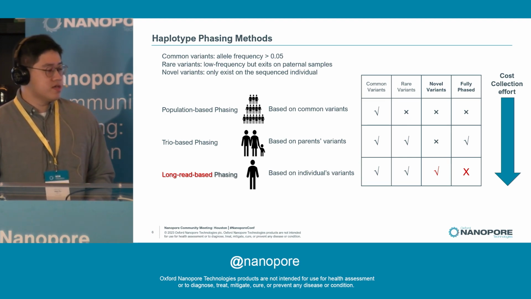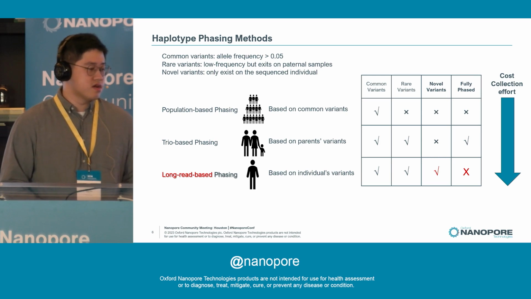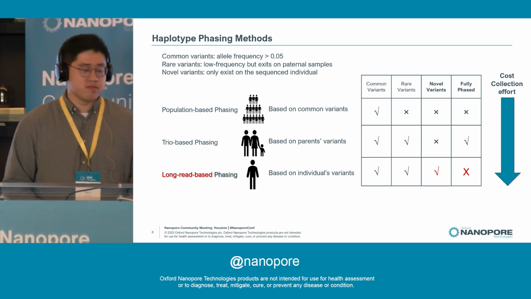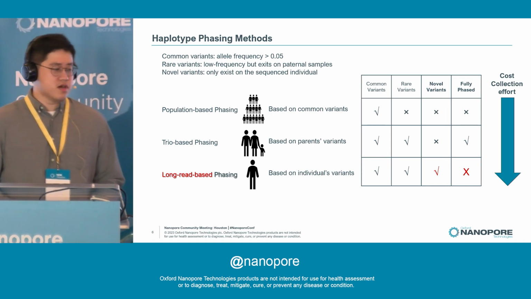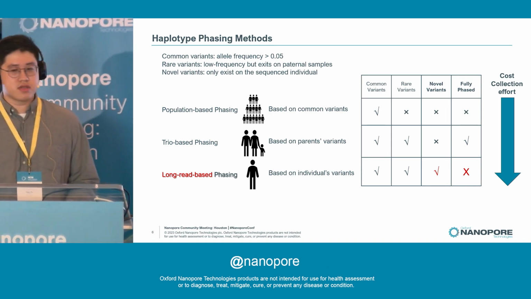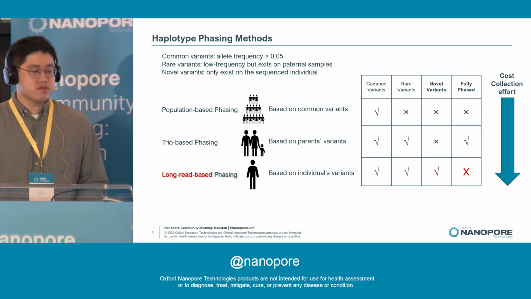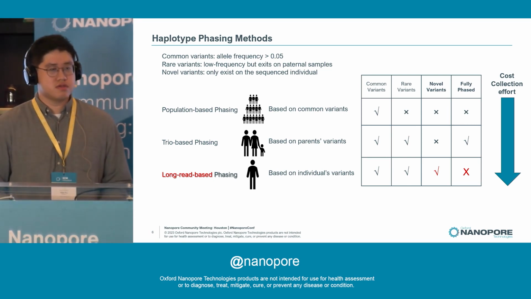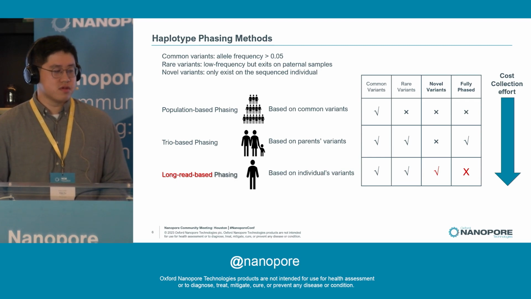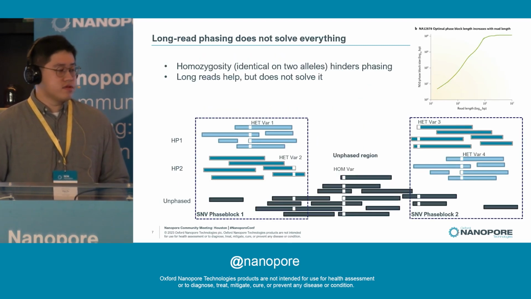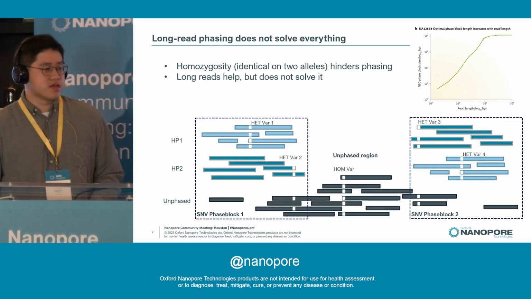And the method I'd like to emphasize here is called long-read-based phasing. It uses a statistical method to phase this individual's variants. So it can phase common variants, rare variants, and novel variants that only exist in this individual. But the issue is that this statistical method cannot fully phase this individual's variants. So that means long-read phasing does not solve everything.